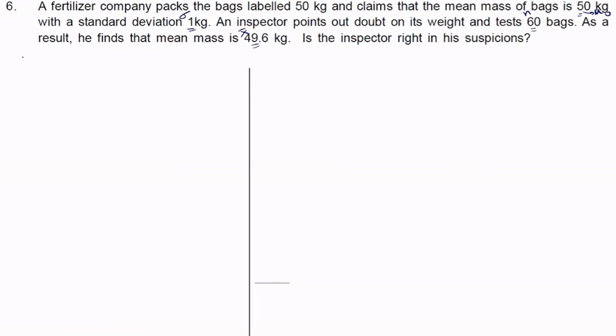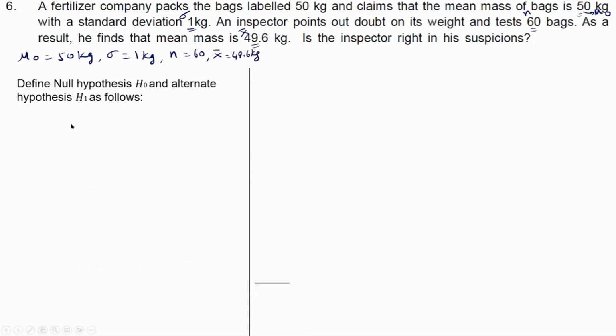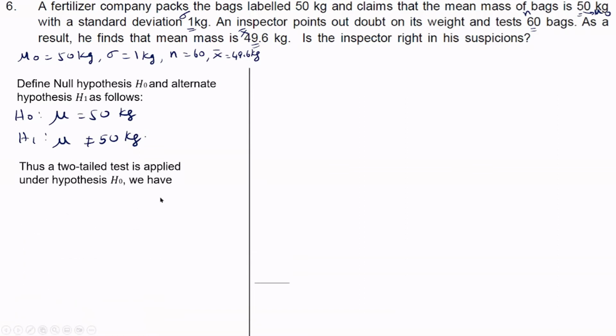So first let us write what is given. Mu naught is 50 kg, sigma is 1 kg, sample size n is 60 and sample mean is 49.6 kg. First let us define the null hypothesis H0 and the alternate hypothesis H1 as follows. H0 is mu equal to 50 kg and alternate hypothesis H1 is mu not equal to 50 kg. Thus a two-tailed test is applied under H0.